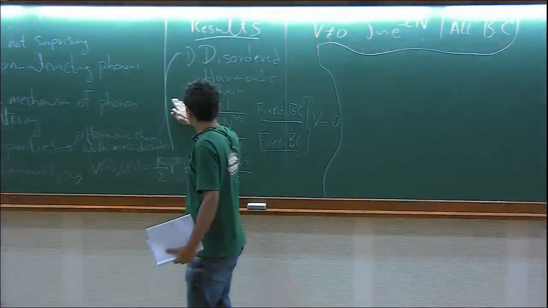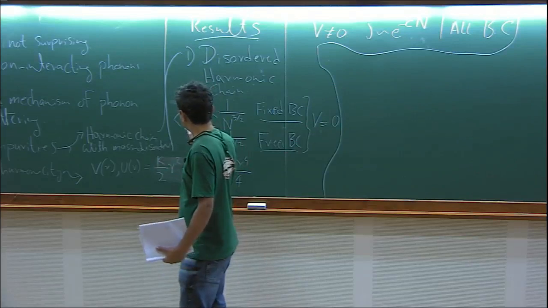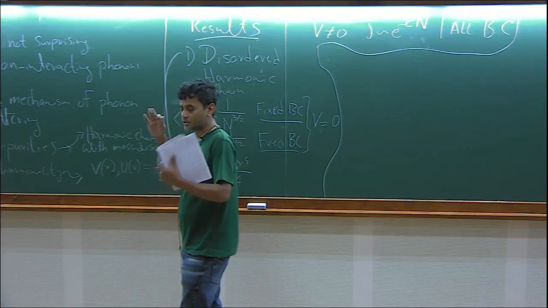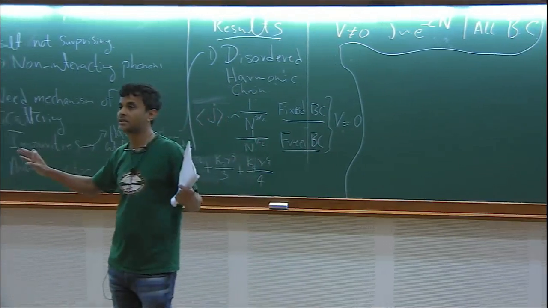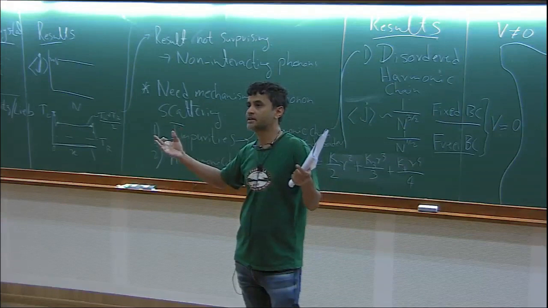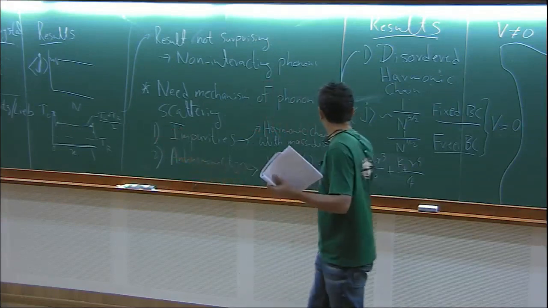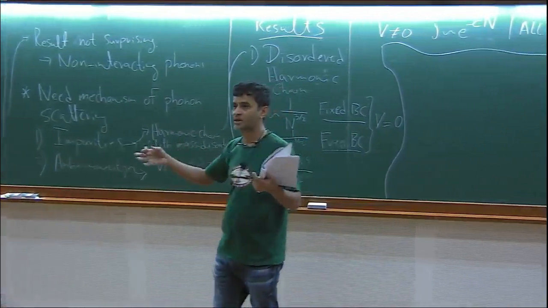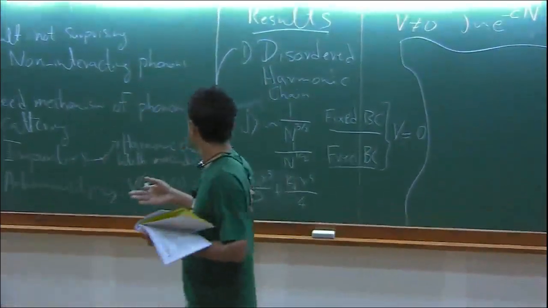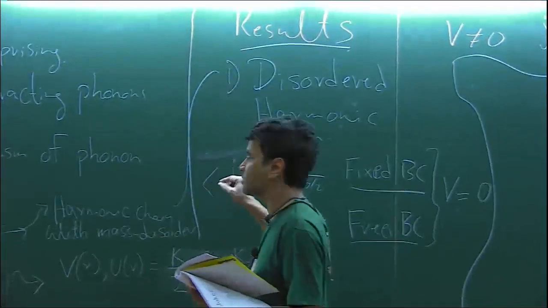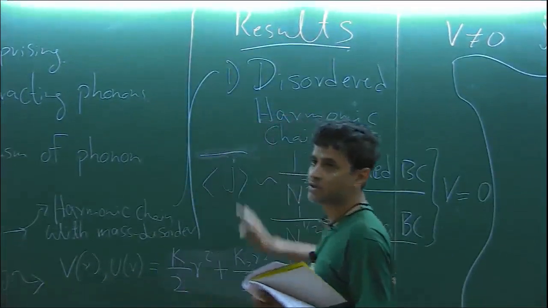Someone asked whether this is for a fixed disorder or not. You can put a fixed disorder realization, like fix the masses, and then you'll get some steady state value. That's the steady state average. And then, of course, you can keep changing your randomness, take different random realizations and do an average over that. So that's the disorder average. Those are the two averages.